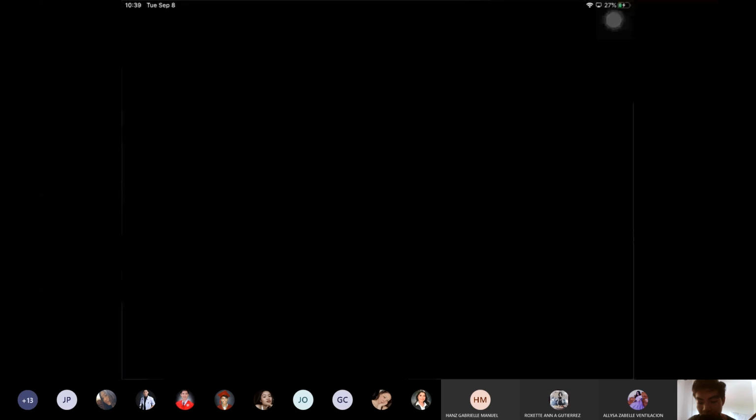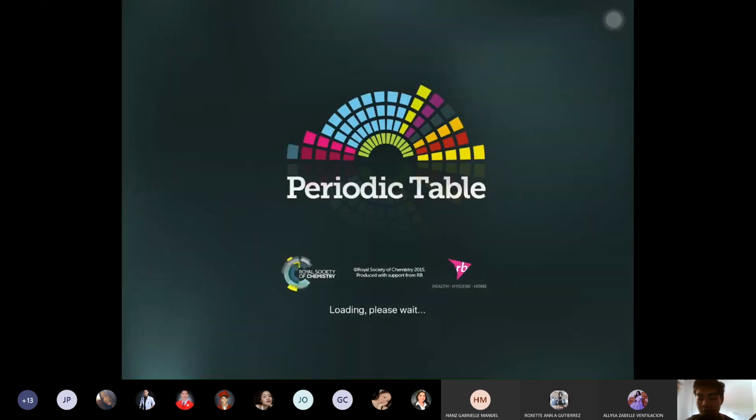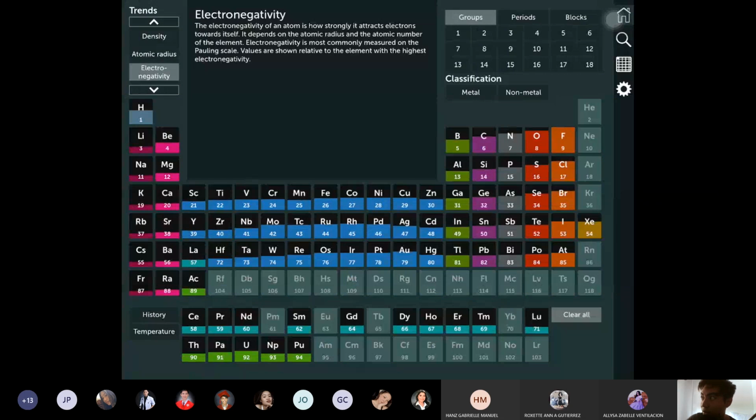So ayan, ayaw bumukas. Okay, so electronegativity, what's the trend? As you go to the right side of the periodic table, the electronegativity increases. And as you go upwards sa periodic table, the electronegativity also increases. The question is why? Why are the atoms on the right side more electronegative than those on the left side?